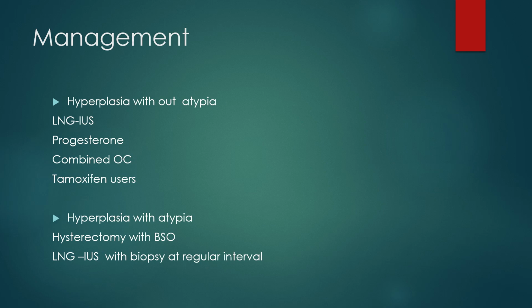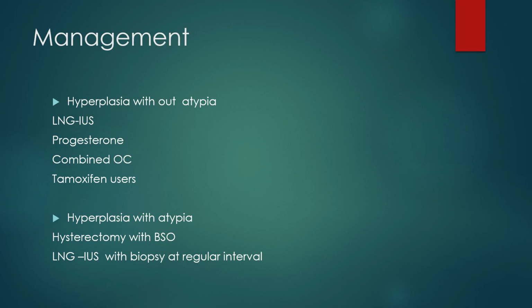Women with hyperplasia with atypia: the first choice is hysterectomy with bilateral salpingo-oophorectomy. This is because there is a chance of developing endometrial carcinoma of about 8%, and there may be a 40% chance of coexisting carcinoma endometrium. Hence, especially in perimenopausal and postmenopausal women, hysterectomy with bilateral salpingo-oophorectomy is preferred.